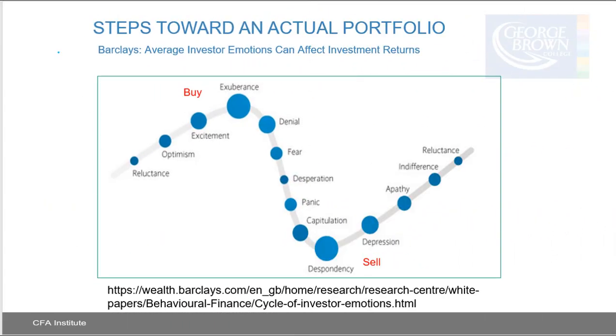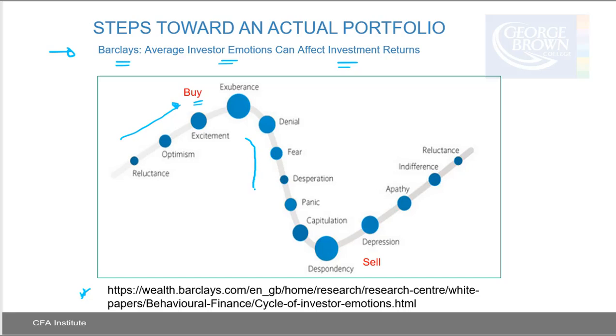So this next slide is just showing a graph from a white paper from Barclays. If you Google search Barclays average investor emotions, you'll find that a white paper comes up and it has this graph. What they're showing is average investor emotions can affect investment returns, and that's what I'm following up on, those quotes by Benjamin Graham and Jason Zweig. For the average investor, when markets are rising, in very strong bull markets, the average investor is buying, and they're going through different types of emotions: excitement, exuberance.